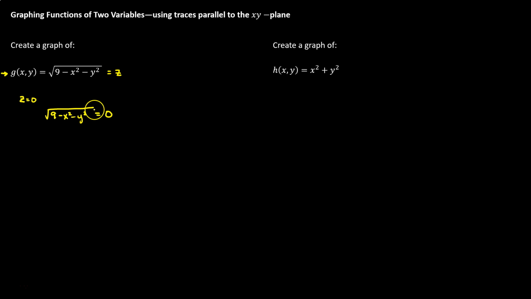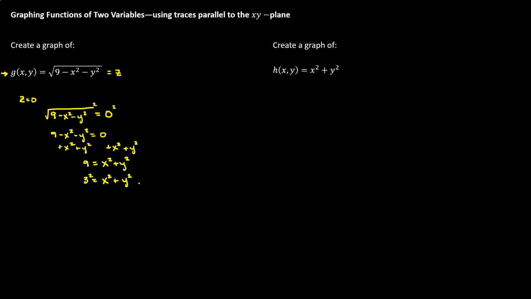Setting this equal to 0 will allow us to square both sides of our function, to get rid of the square root on the left. Still 0 on the right. And now we're going to rework this equation until it's more familiar to us. We see the equation 9 equals x squared plus y squared, and hopefully we recognize that as a circle centered at the origin with radius 3.